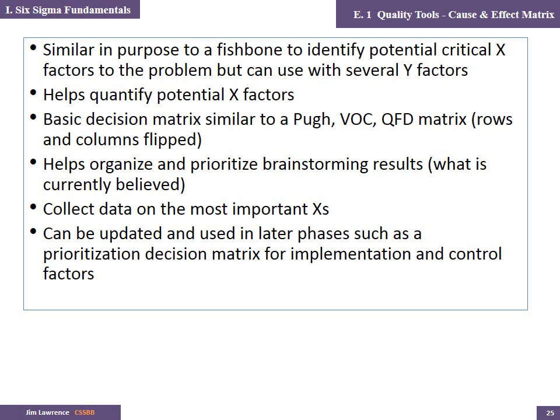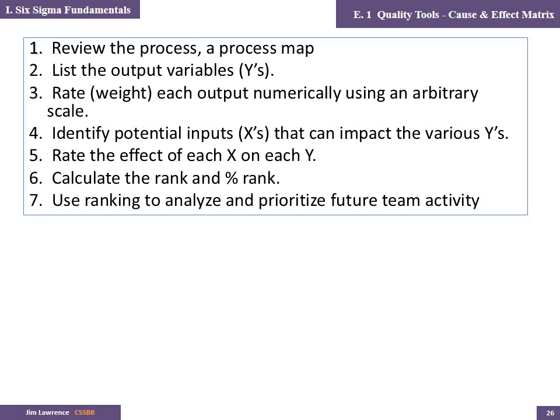So the process for creating a cause and effects matrix is you review the process map, and you list the output variables of interest, and you rate or weigh each of them, usually 1 to 5, 1 to 10. You identify potential inputs or independent factors that can impact the various dependent Y factors, and then you rate each of them on the matrix, and you can calculate a rank and a percent rank, and you can use that to prioritize team activity. Usually you use a Pareto chart of the results.